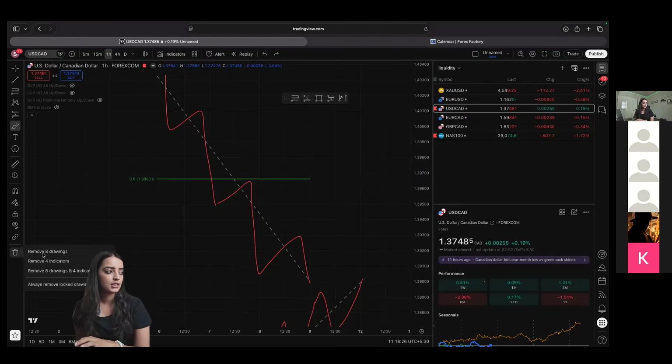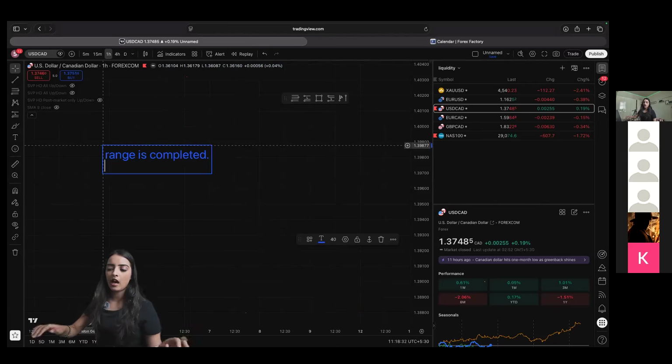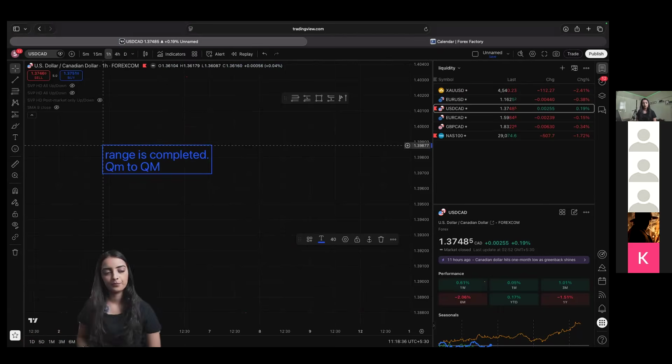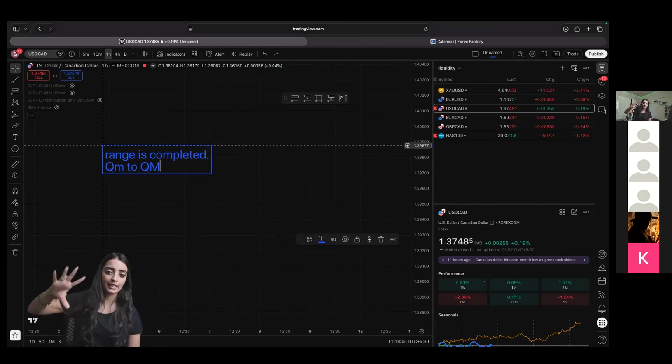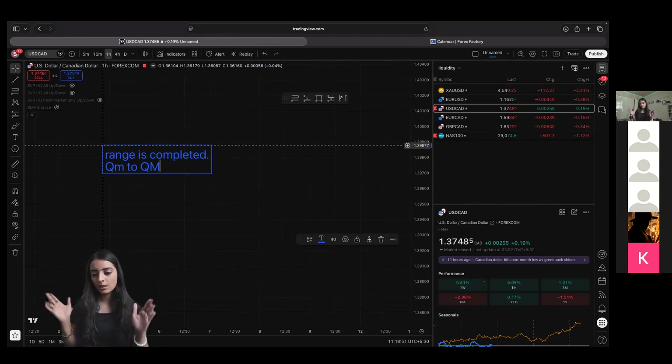How do I mark this? I mark the Fibonacci when a range is completed. Okay. Now, how do I say a range is completed? I mark from QM to QM. I always say that whenever a QM is starting, that's when a new range is starting. Whenever the QM is ending, that's when a range is completed. From the QM low to the QM high, I can basically mark the Fibonacci. That's the way I do it.